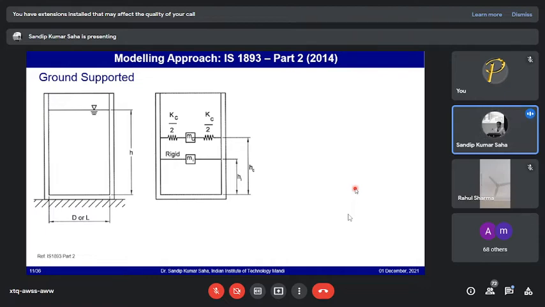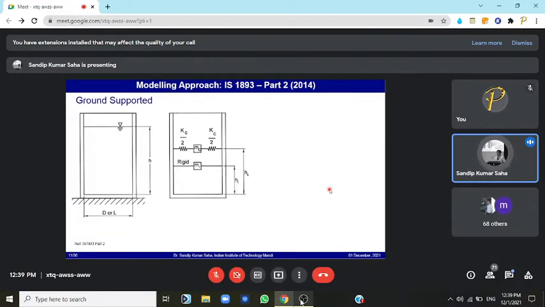So we will discuss here the approach which has been given or recommended in IS 1893 Part 2, which is particularly for the design of liquid storage tanks. For the ground supported tanks, the code recommends to idealize the structure into two liquid masses.